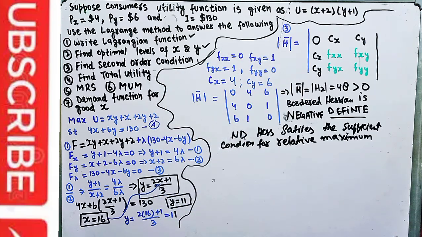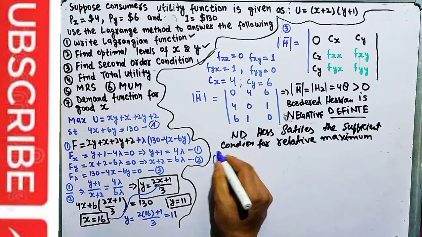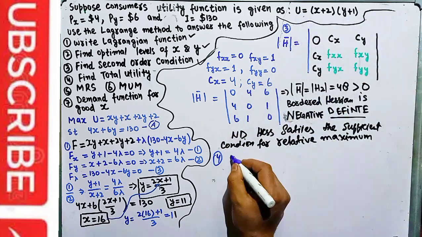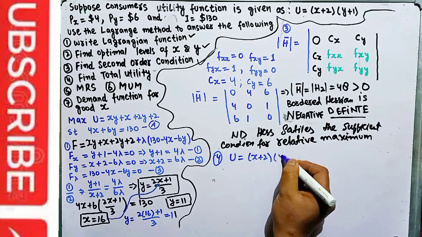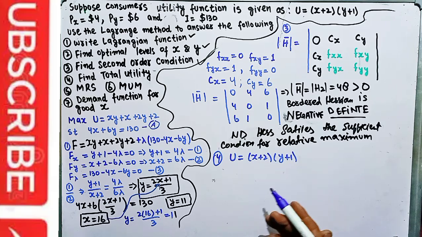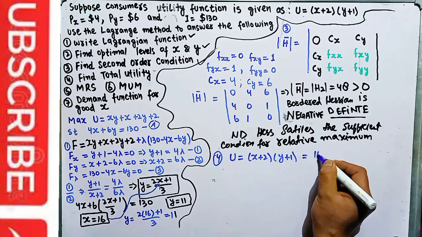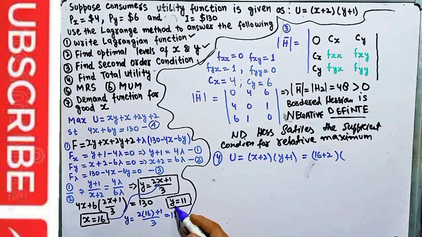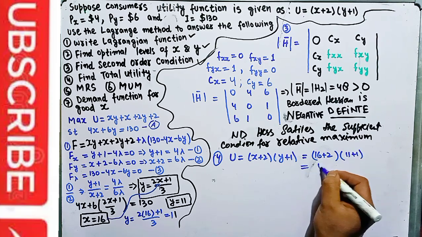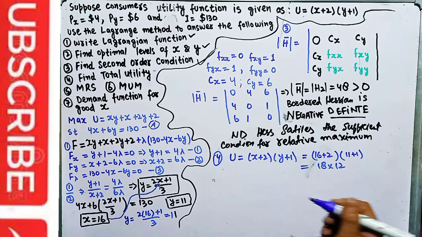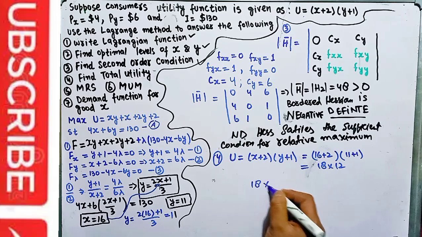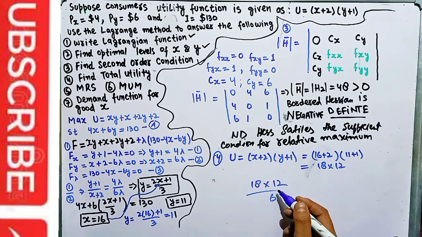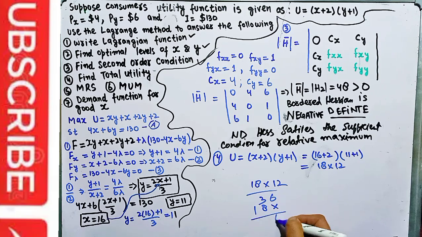So we are done with the third also. Now we need to find the total utility. This is our utility function: U is equal to (x plus 2)(y plus 1). We need to find the total utility at the optimal value, which is 16 and 11. So plug the values here: 16 plus 2 and 11 plus 1. So this is 18 into 12. 2 eights are 16, 2 ones are 2, 1 eight is 8, 1 one is 1.